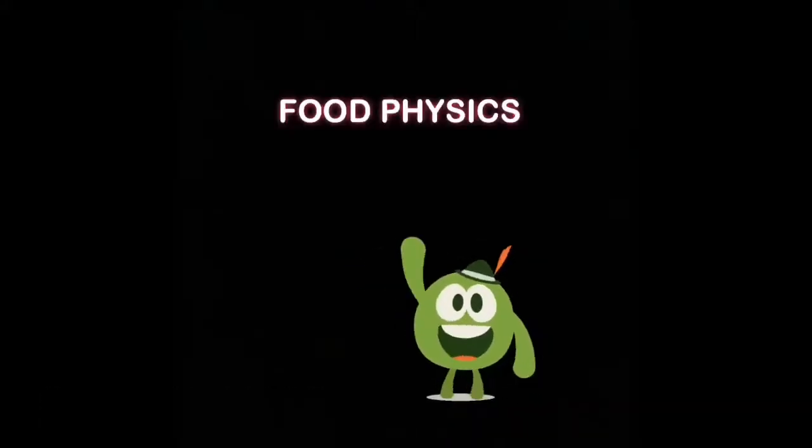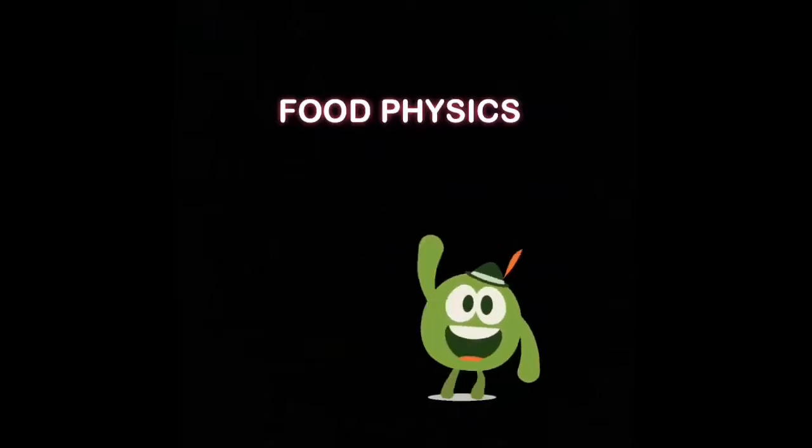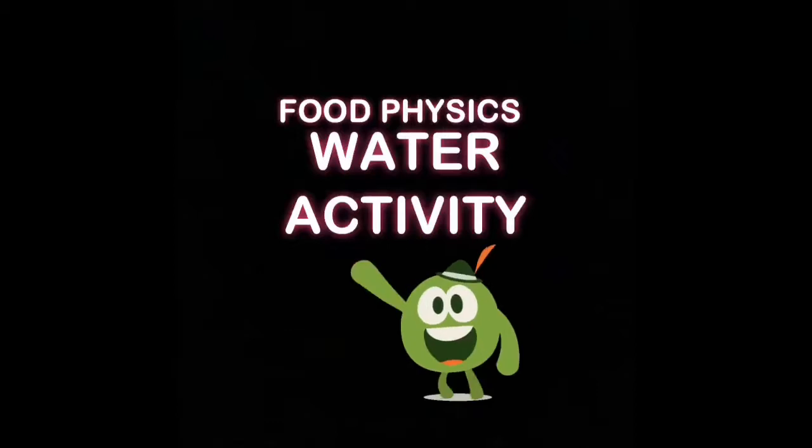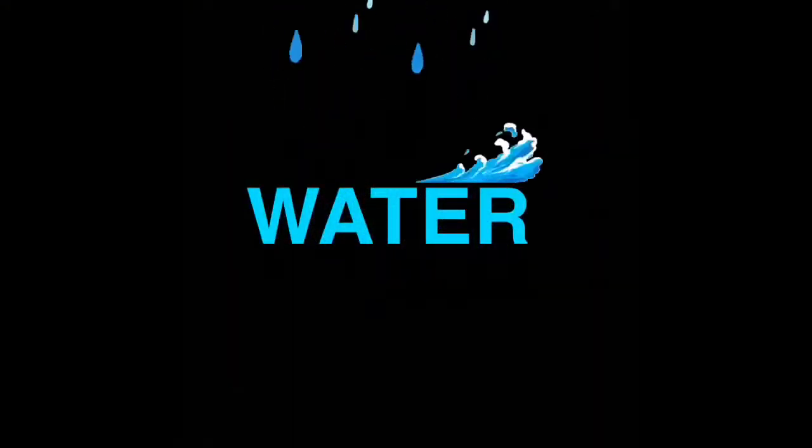For my assignment, I thought, what better way to talk about food physics than talk about water? As we all know, water plays an important role in food. Many foods such as meat, poultry, seafood, fruits, and vegetables are composed of 75% water. So, water is the most abundant component in many fresh foods.